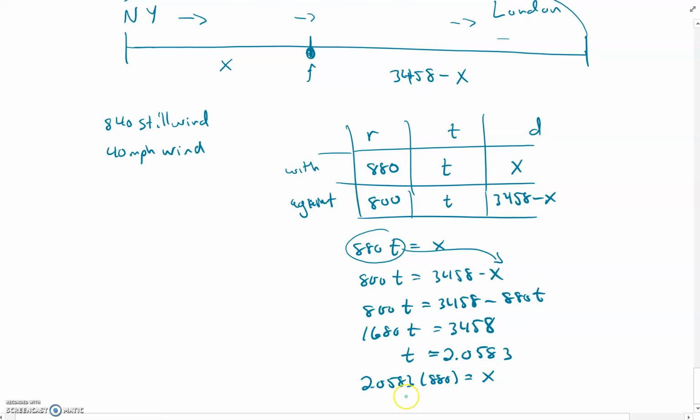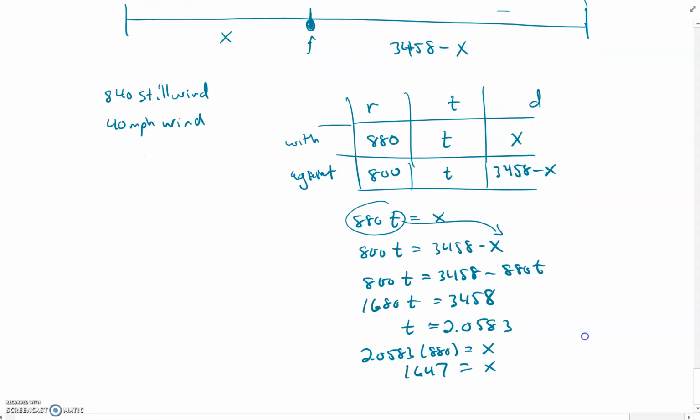And that number, if you calculate it, rounds to 1647, which is the right answer. If you plug it in, it'll work. I tried it. So hopefully that helps.